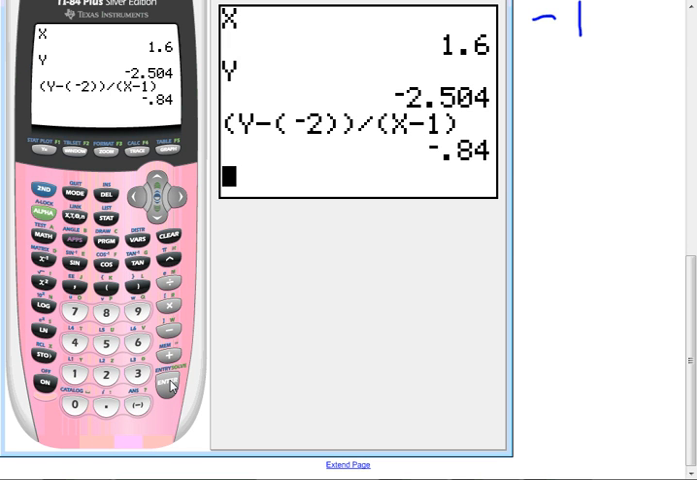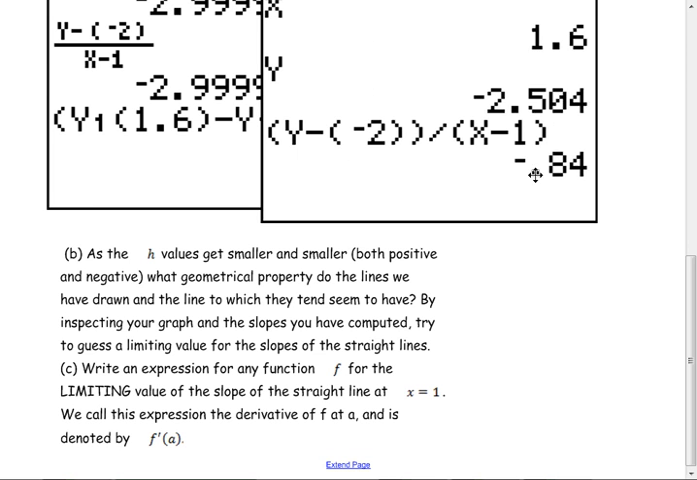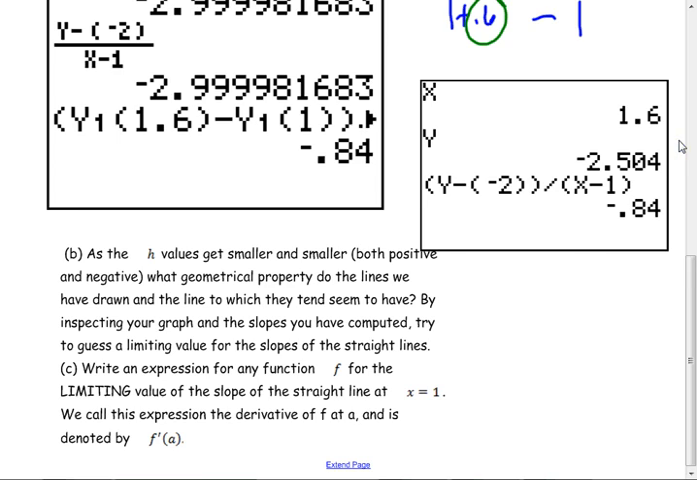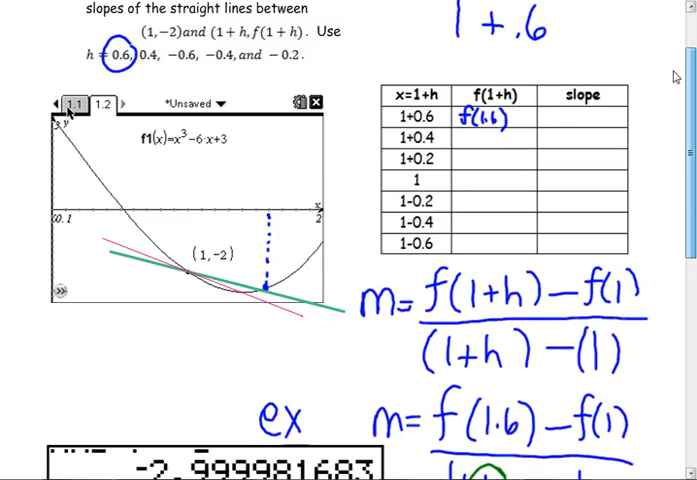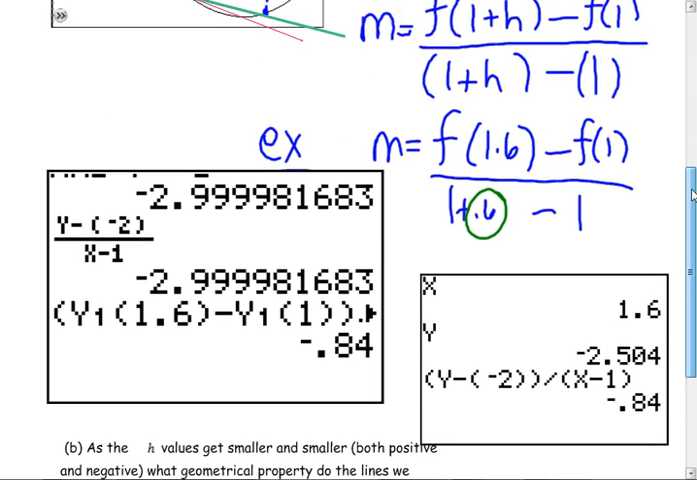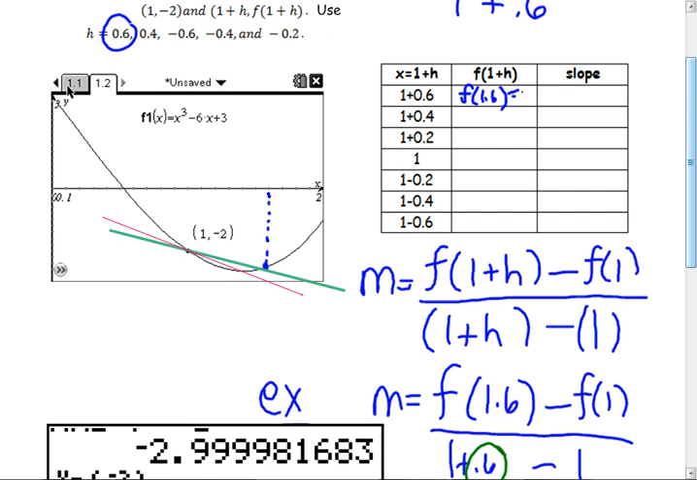So you say, well, how is that faster? Well, it is faster because what's your next h value? In your chart, look in your chart. Okay, so this was, and I actually know what this is. It's negative 2.504. That goes right here. Negative 2.504, and the slope is negative 0.84.